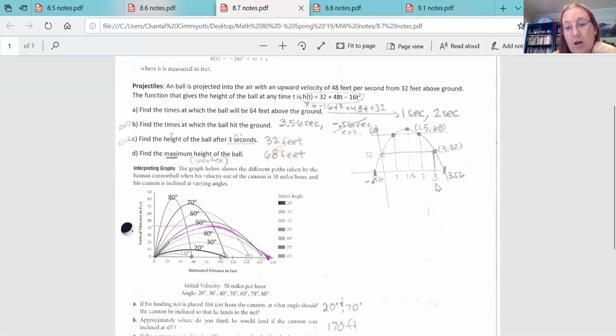To find a height after 3 seconds, that's when you're giving a value of x. So you can use the value calculate feature of your graphing calculator and say when x is 3, what do you get? 32.